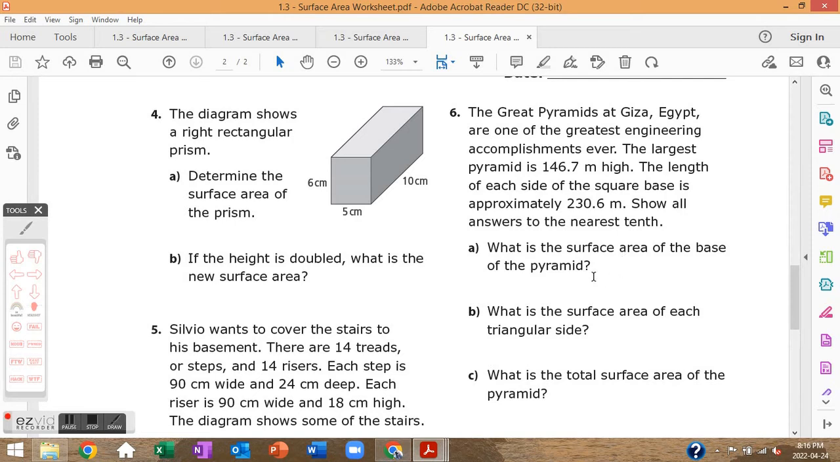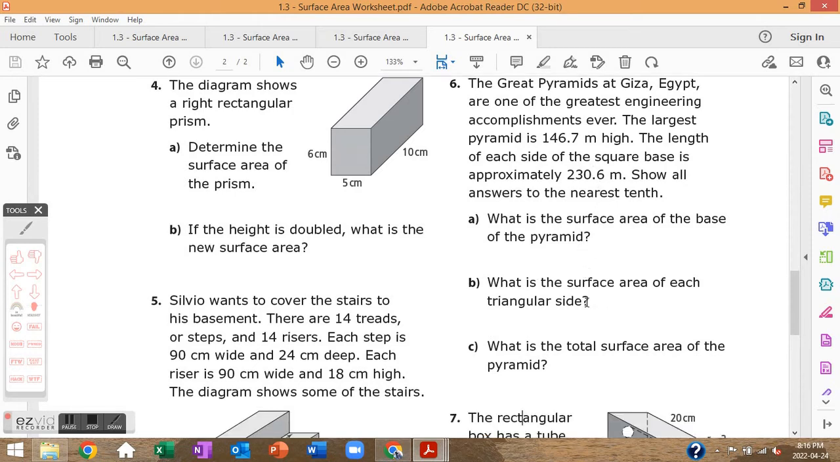All right, so in this case, yeah, you can do that. Length of each side, so length times width, 230.6 times 230.6, round your answer to the nearest tenth. Surface area of each triangular side.